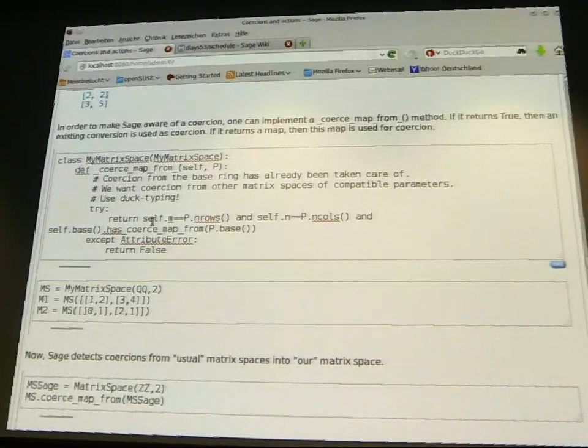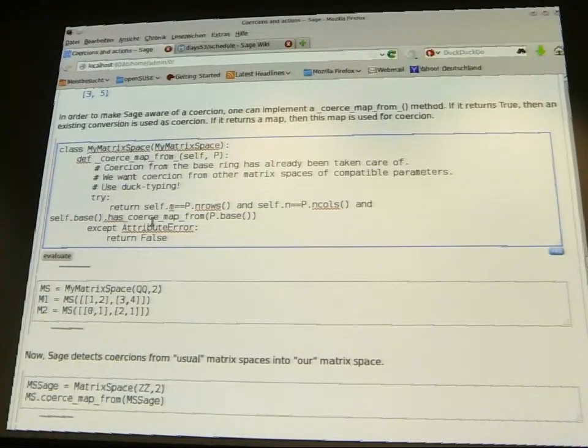Okay, so this was something that was due to the categories framework. So the existence of a coercion from the base ring is something that we can take for granted, if we have an algebra only. But in other cases, we need to do something more. Namely, we need to tell Sage, please use this conversion as a coercion. How to do it? Well, we implement another method, single underscore coerce map from, for our parent structure.